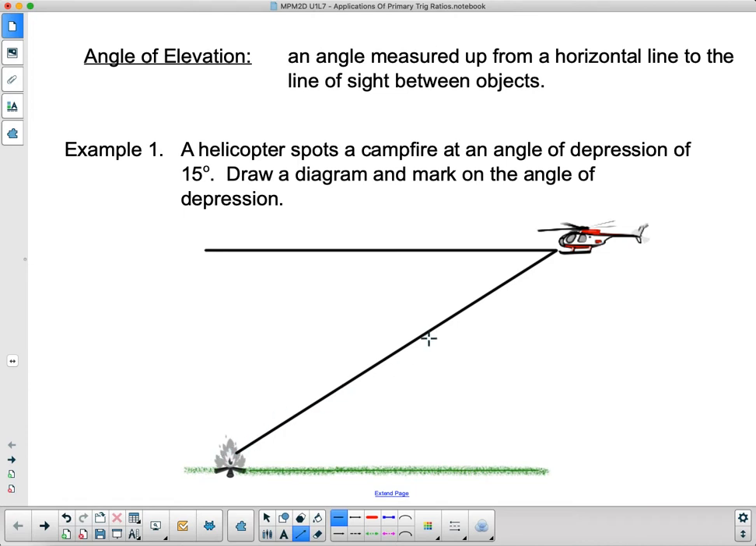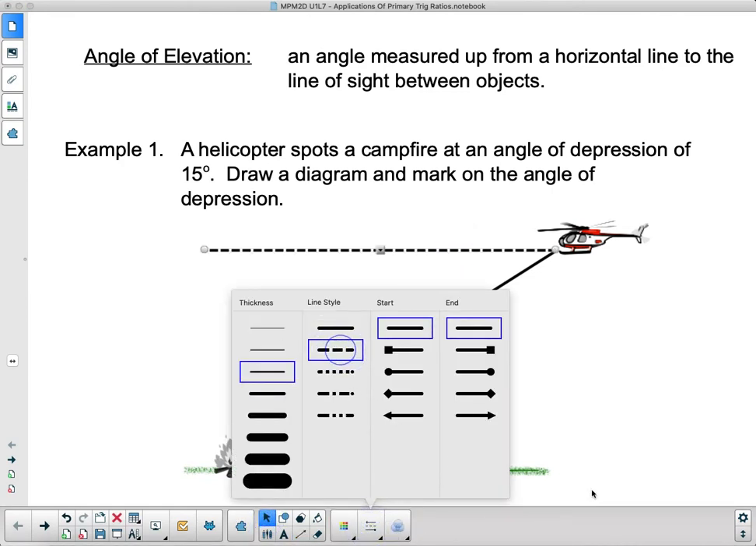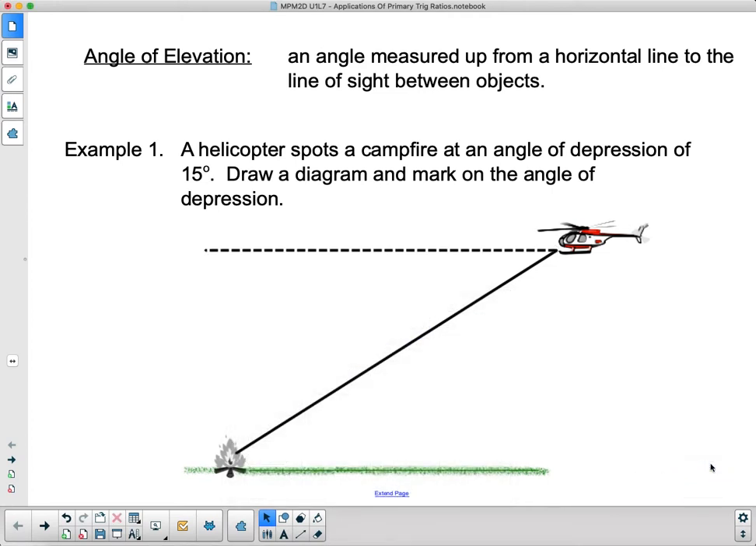So you need a line of sight between the thing that's looking and what it's looking at. And then wherever the angle is being measured from, you have to have a horizontal line. Okay? And I often like to have the horizontal line be a dotted horizontal line, just to show that there's really no line there. The line of sight is a real thing. The horizontal line is just horizontal. It's parallel to the surface that you're looking at. So now let's mark on the 15 degrees. Now it goes from the horizontal line down to the line of sight. That is our 15 degrees.